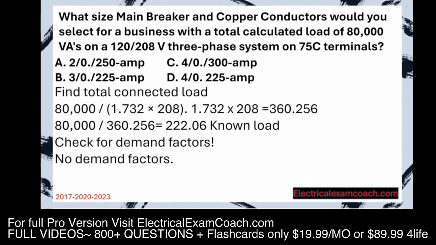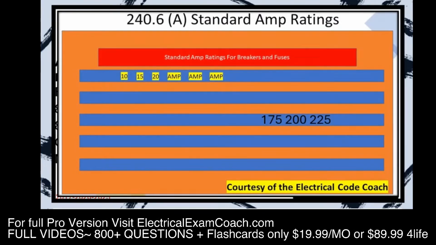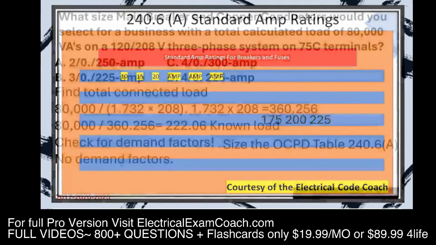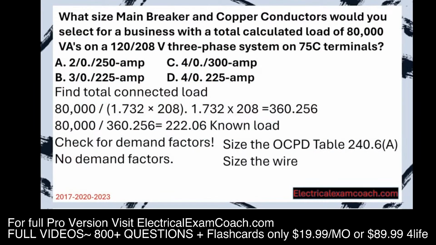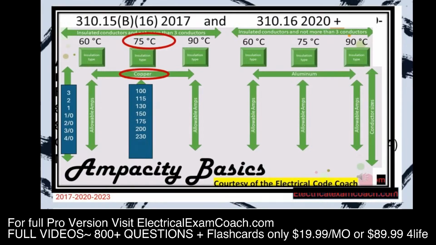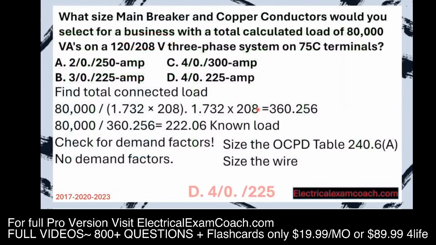Let's size our overcurrent protective device first, based off of 222 amps. We head to Table 240.6(A), and we choose the next standard size. In this case, it's going to be a 225. Now we can size our wire. We head to our primary ampacity table. We're going to be on the copper side of the table in the 75-degree C column, and we need to go down and find a wire that covers 222 amps. In this case, we're going to select a 4/0. When we put it on a 4/0 wire, we're going to select D, and we're all done.